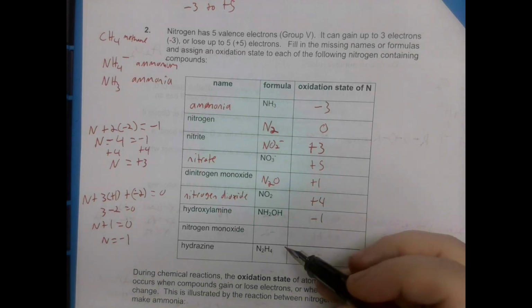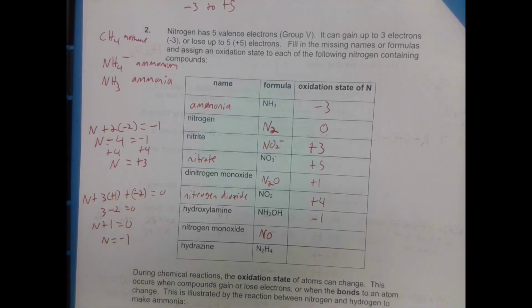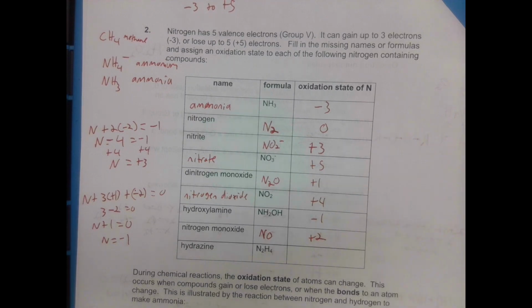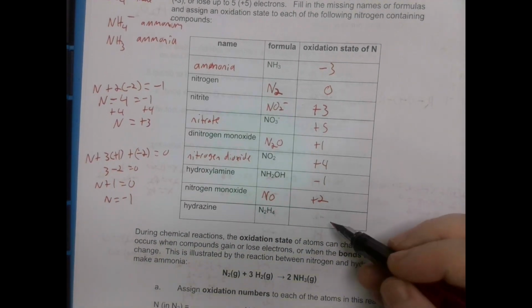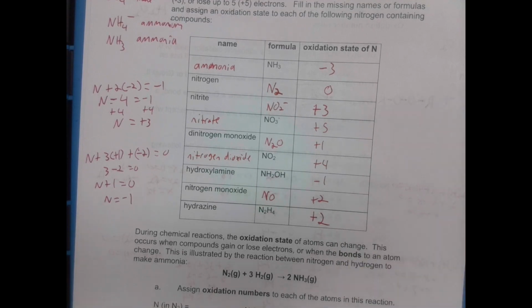Nitrogen monoxide. And what's the oxidation number? +2, to counteract the -2 on the oxygen. Hydrazine.